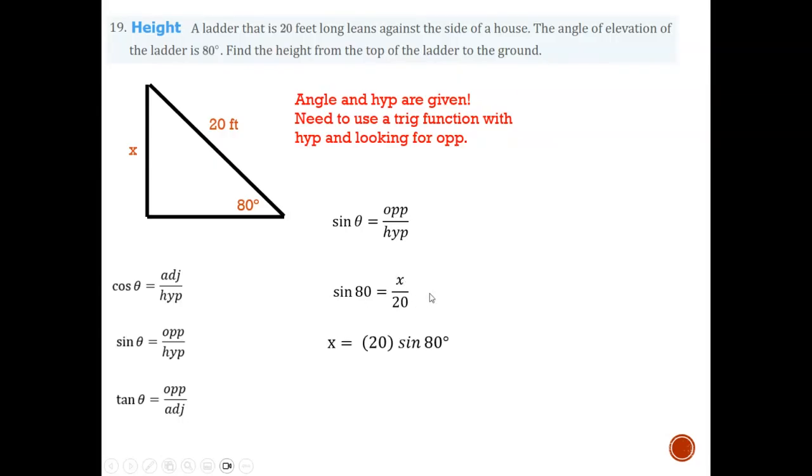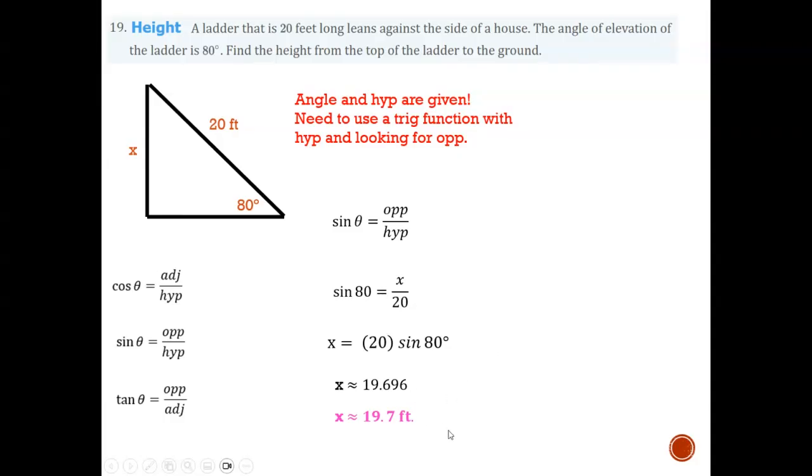So I'm going to multiply by 20 on both sides to get x by itself. So x is going to be 20 times sine of 80 degrees. You would take out your calculator, plug that in, and we should get 19.696. Again, pay attention to how they would like you to round. This one I did to 3 decimal places. Sometimes you might need to round to 1 or 2 decimal places, so keep that in mind. But that would be for this one.